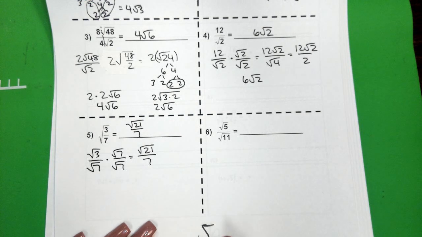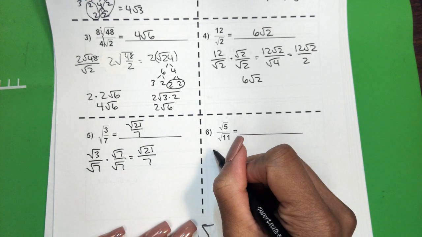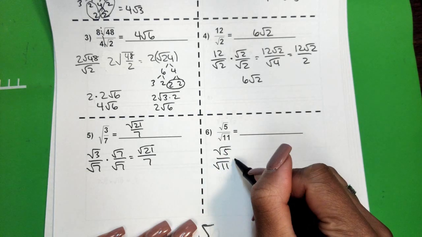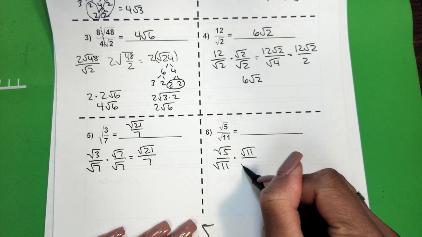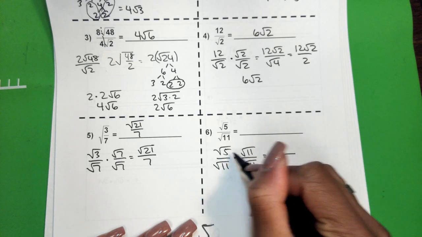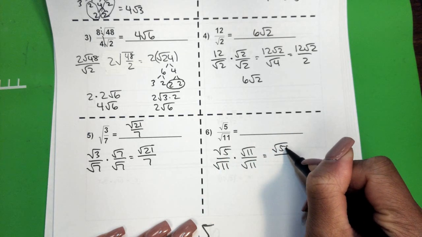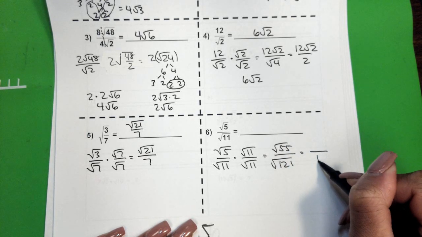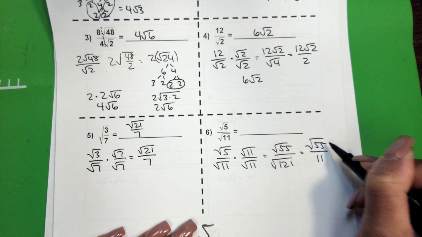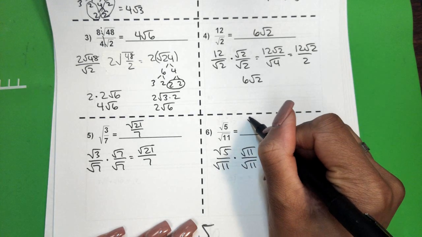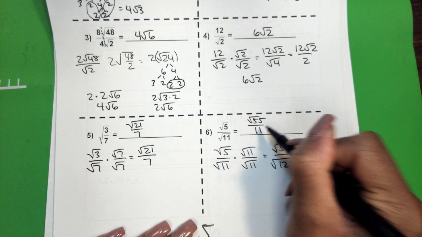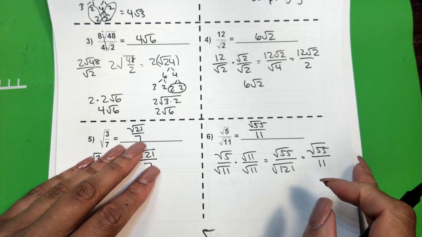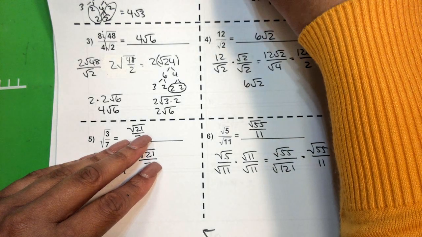Alrighty, so let's do number 6. So I have square root of 5 over square root of 11. No, we can't have radicals in the bottom, so I must multiply by its denominator. So multiplying across, I have square root of 55 over the square root of 121, but the square root of 121 is just 11, so I'm left with square root of 55 over 11. Okay, so that is dividing radicals for page 9.